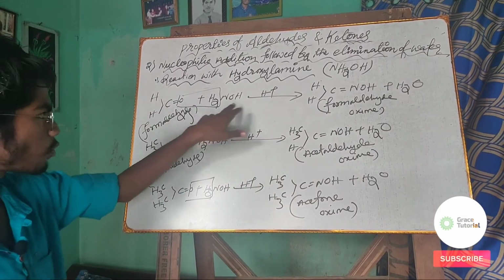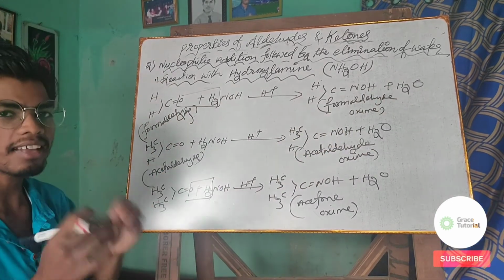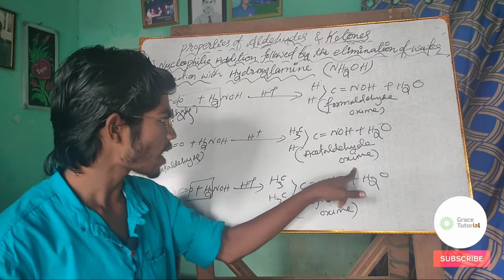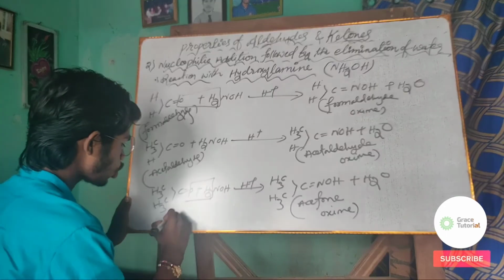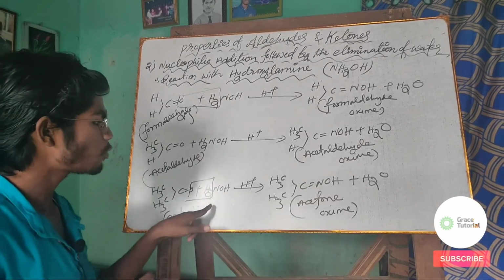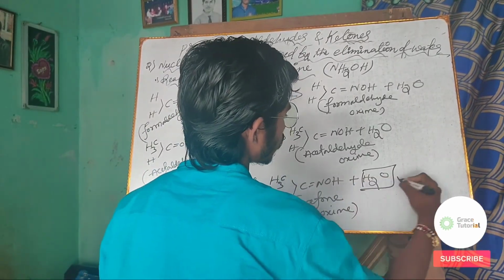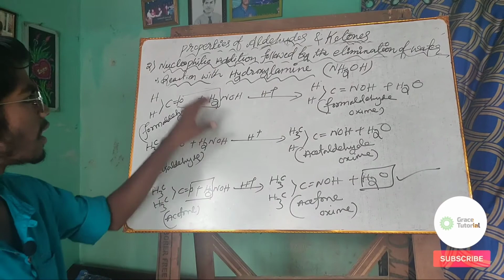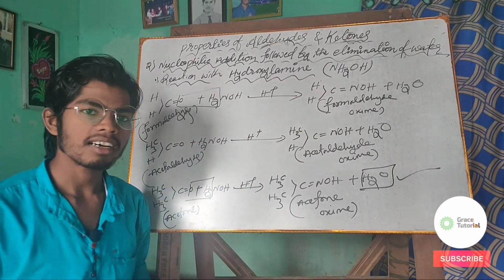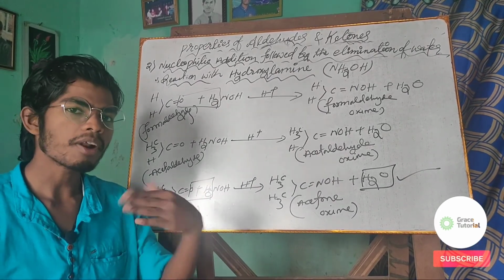When formaldehyde reacts with hydroxylamine, formaldehyde oxime is formed; water is simply removed and the remaining part stays the same. When acetaldehyde reacts with hydroxylamine, acetaldehyde oxime is formed. Similarly, when acetone reacts with hydroxylamine, acetone oxime is formed, followed by the elimination of the water molecule. So this is all about the reaction with hydroxylamine, that is NH2OH. And next we will look at the reaction with Brady's reagent.